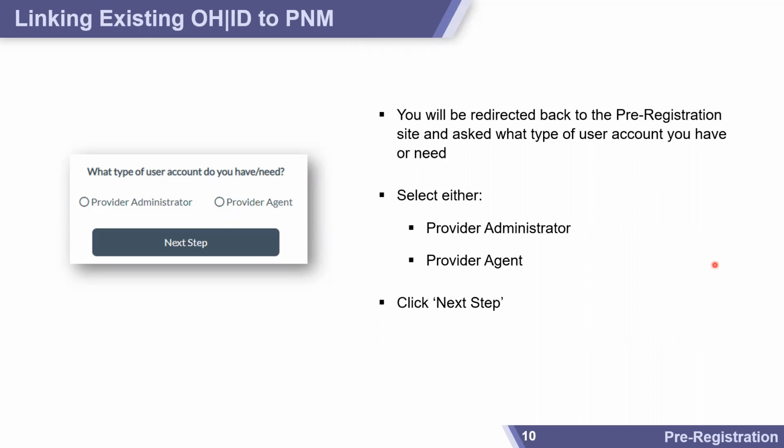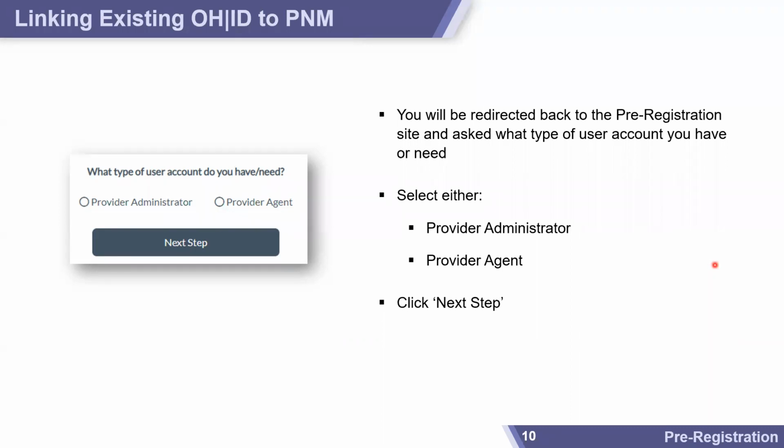Who's going to control that? Now, if I'm not an administrator, if I'm an agent, I can select agent here, and it's really going to end the process. There's nothing more I need to do as an agent when we defined that term earlier at this juncture. Really, all I need to make sure I have as an agent is an Ohio ID account prior to October 1st when P&M launches.